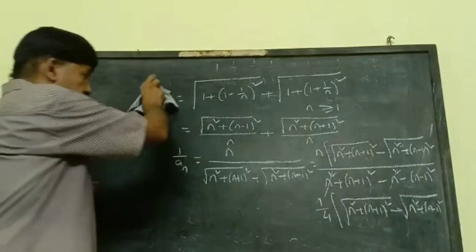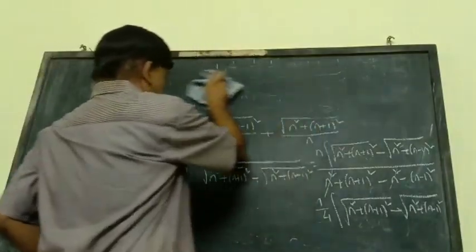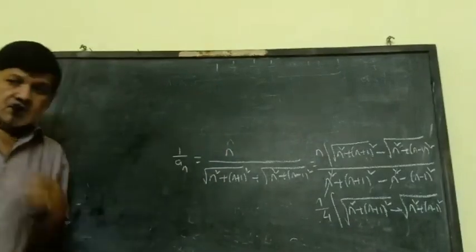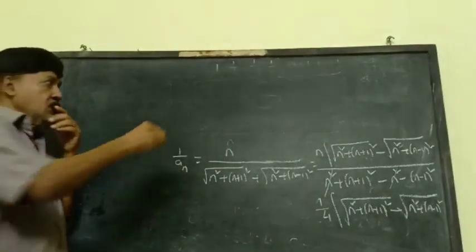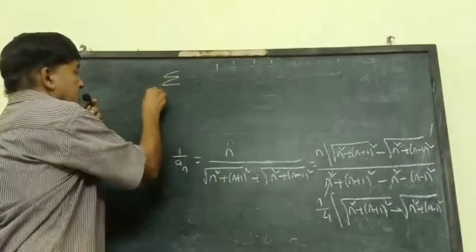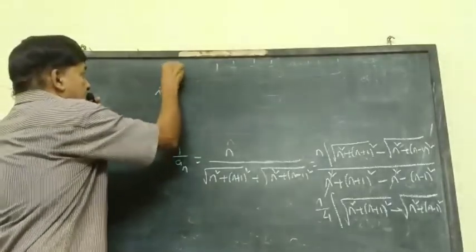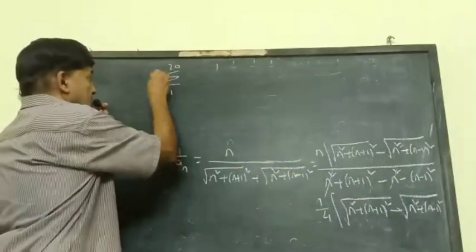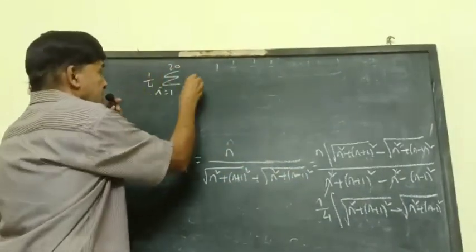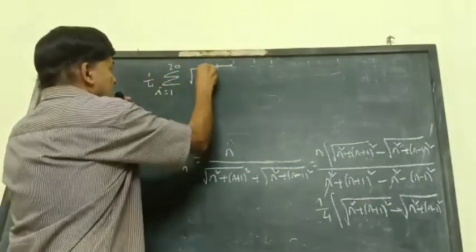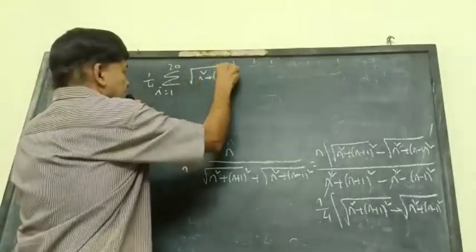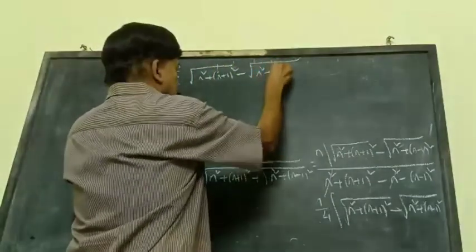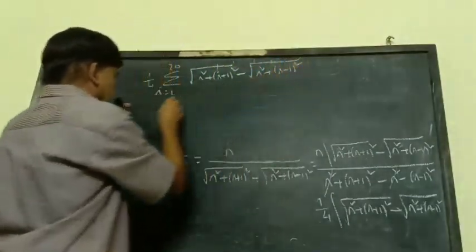After getting the 1 by n value like this, I think we can easily guess what I am going to do. It is nothing but telescopic cancellation. Sum for i equal to 1 to 20 of a_i. Instead of n you write i. 1 by 4 I will keep here, times square root of (i square plus i plus 1) whole square, minus square root of (i square plus i minus 1) whole square.